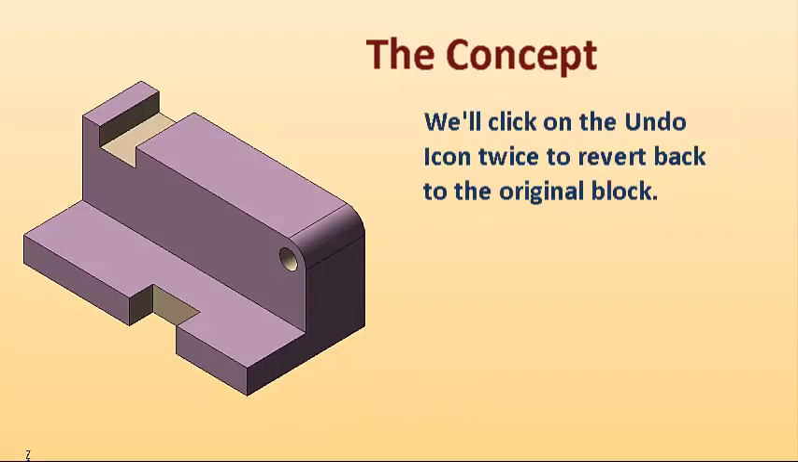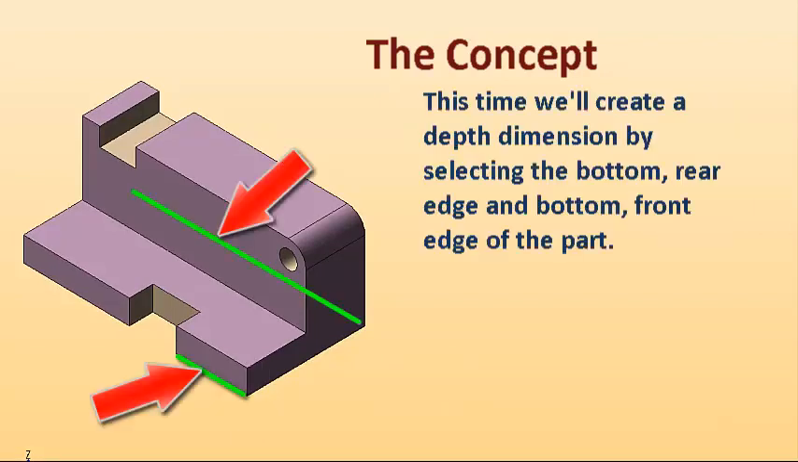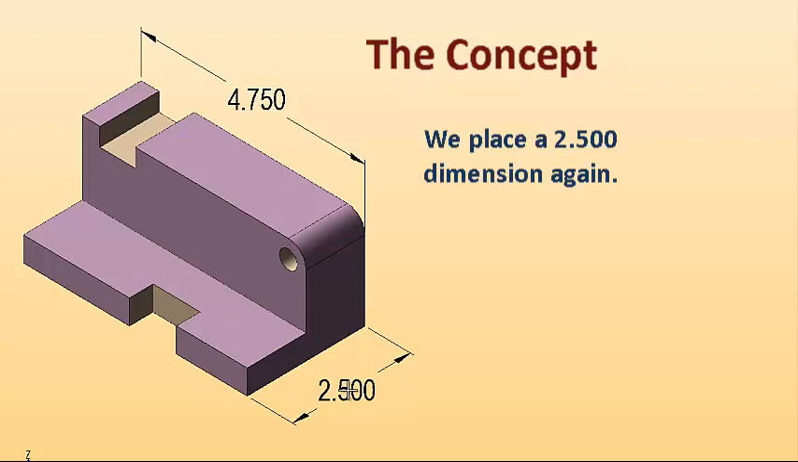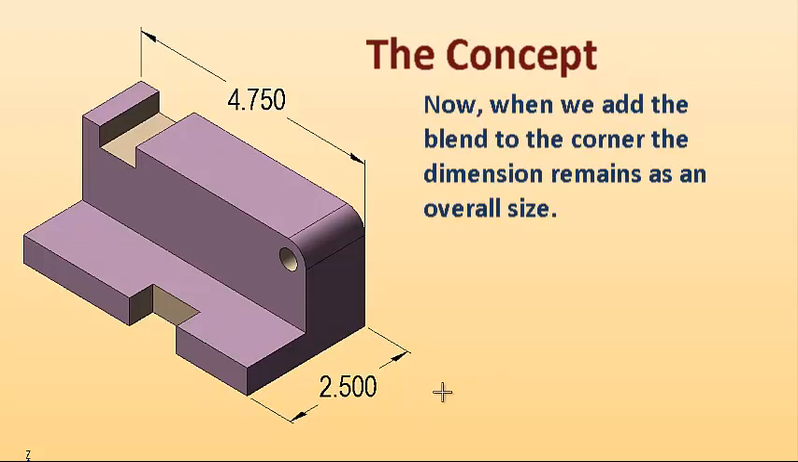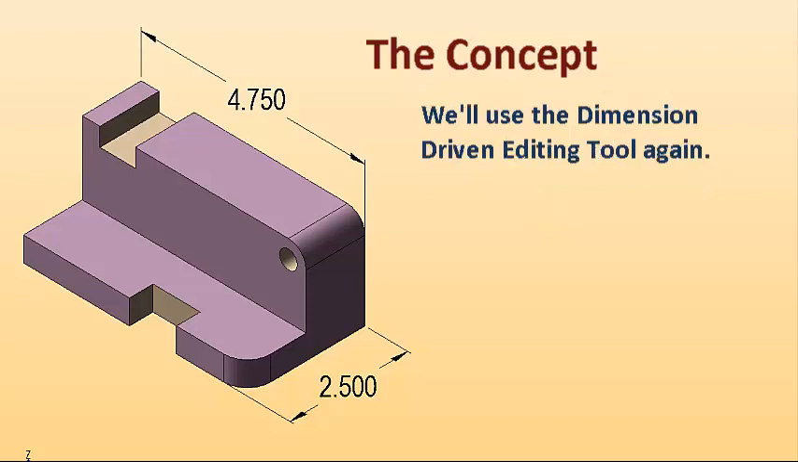We can click on the undo icon twice to revert back, and this time we'll create a dimension by selecting opposing edges. Looks like the same dimension as before, but now when we blend the front corner, the dimension maintains as an overall dimension. So whenever you're adding blends to parts, this is the way you want to create the dimension.